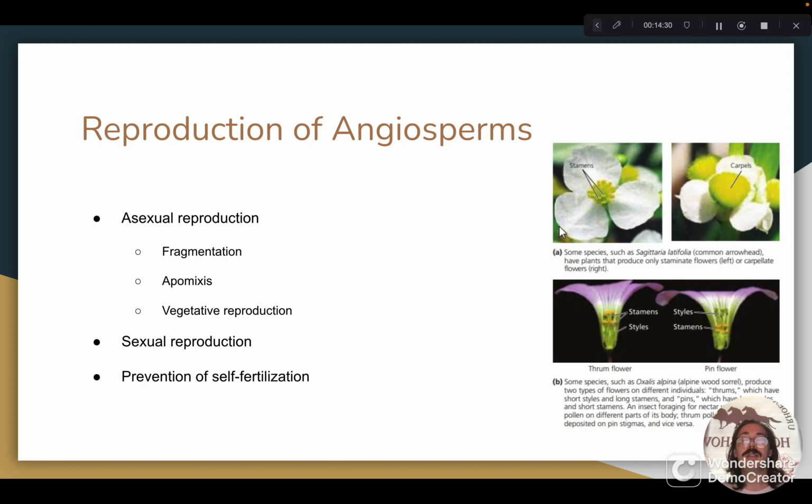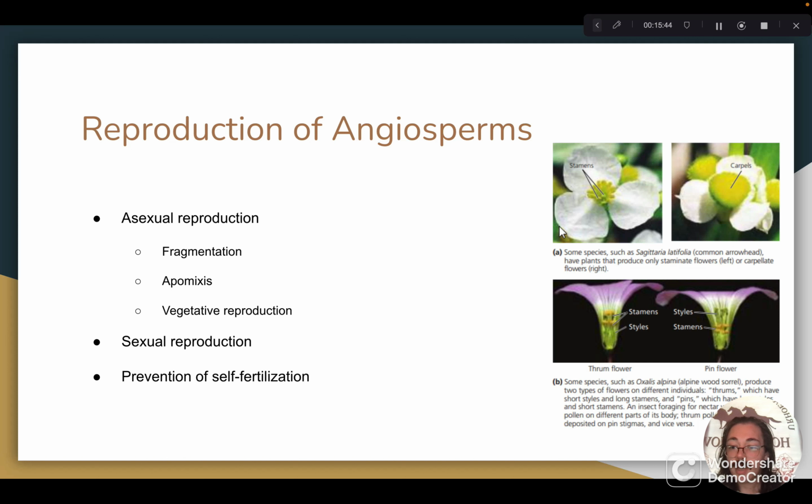Plants have other mechanisms by which they prevent self-fertilization, such as some plants only produce either stamens or carpels. Some will produce both, but not at the same time, or some will produce both that are physically arranged in a way where it's very unlikely that they will pollinate themselves. I have some images here. You can see some species only produce staminate flowers or carpellate flowers, so they will not produce both.